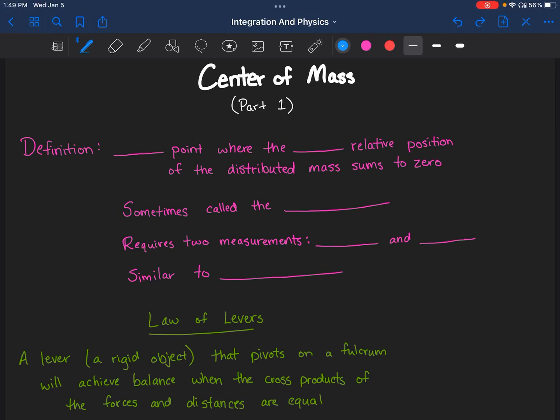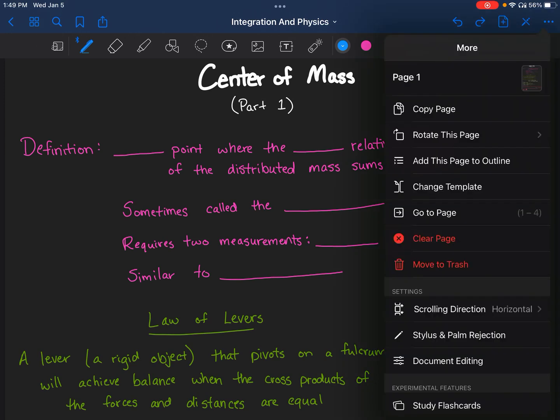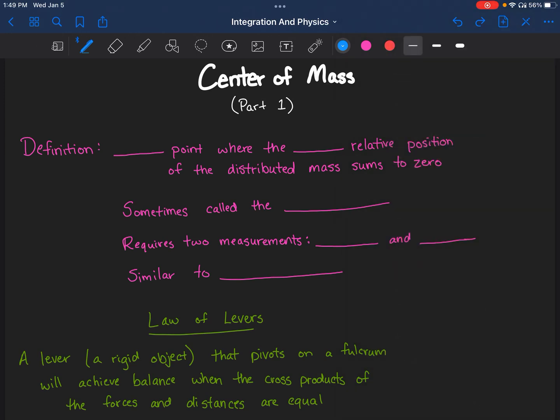So in this video, I'm going to talk about center of mass, and this is going to be the first part of a four-part video series on center of mass. And in this video, I'd specifically like to talk about the definition of the center of mass and do a couple of very basic explanations of it.